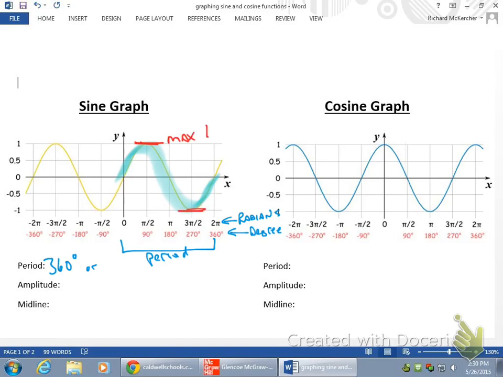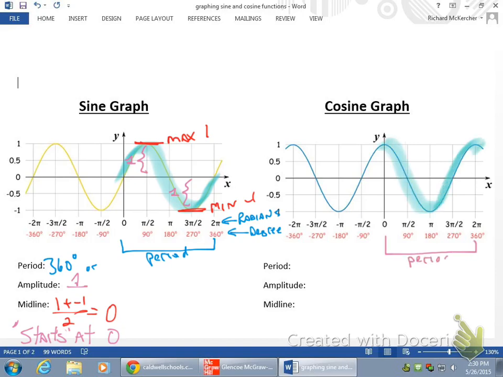The max is at 1. The min is at -1, so the midline is going to be at 0. And that helps me to determine that the amplitude is also 1. Now the thing to remember about the sine graph is that it starts at 0. Now, starts is really the wrong word. It doesn't really start here, but generally speaking that's where most people will start their graphs, at 0. Cosine graph works the same way, except as you can see this time it doesn't start at 0, it starts up here at 1.